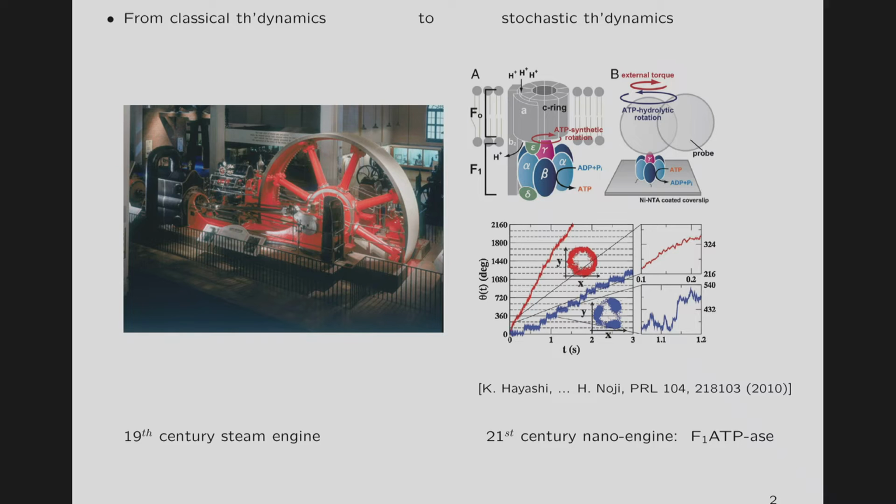And then the question is, can the concepts of thermodynamics which have been developed 200 years ago be applied to these kinds of machines? It's obvious that fluctuations will play a significant role. So how do we integrate these fluctuations into a thermodynamic understanding, an understanding which, for instance, would lead to the notion of efficiency of such a machine as well?